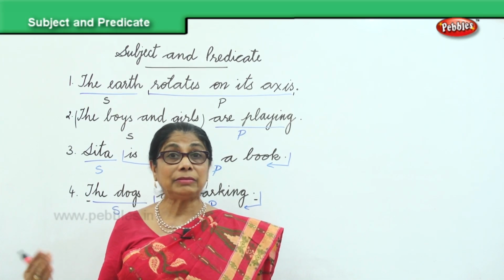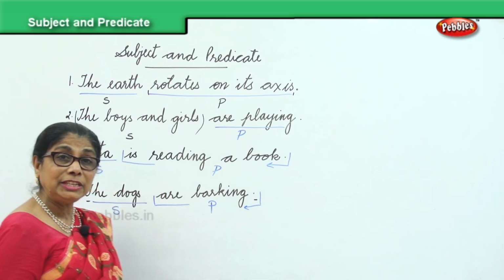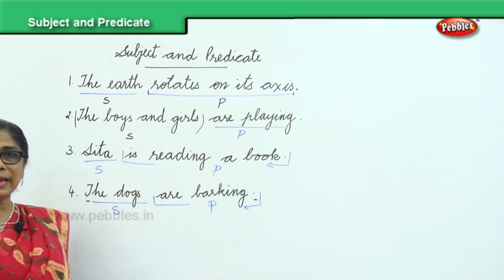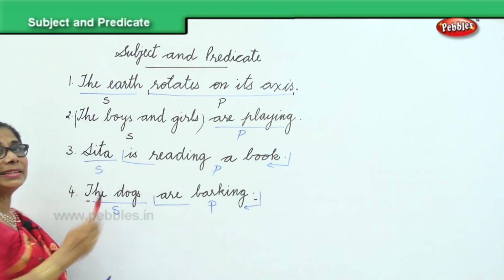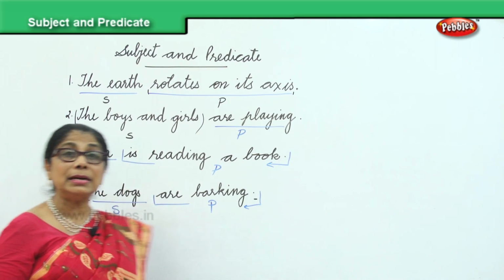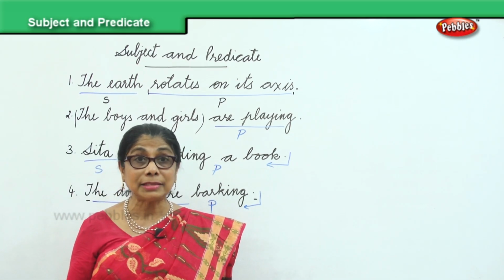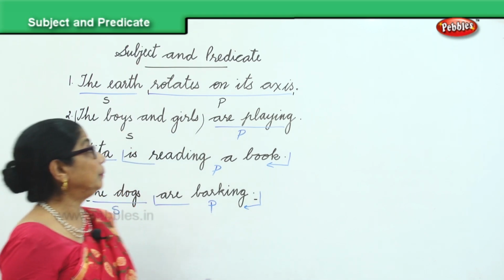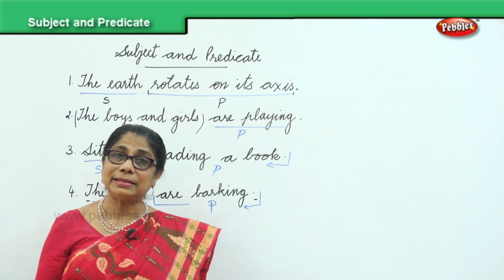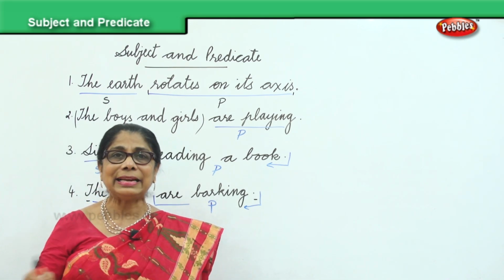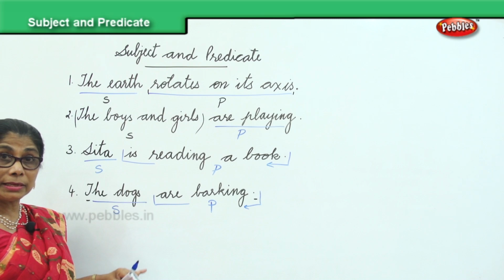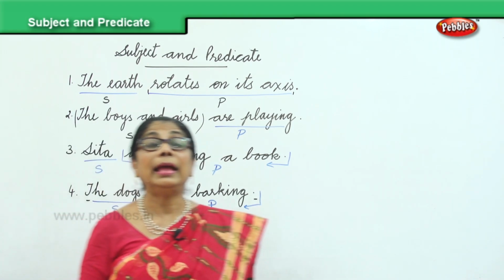Now, the sentence begins with a capital letter and ends with the full stop. Look at these four sentences and let us look at the subject and the predicate. The earth rotates on its axis. The earth is the most important, so that's the subject of the sentence, and rotates on its axis is the predicate. The boys and girls are playing. The boys and girls, they are the subject we are talking about, are playing, that is the predicate. The third sentence we have, Sita is reading a book. Sita is the subject. Is reading a book is the predicate. The last sentence we have, the dogs are barking. The dogs are the subject, and are barking is the predicate.